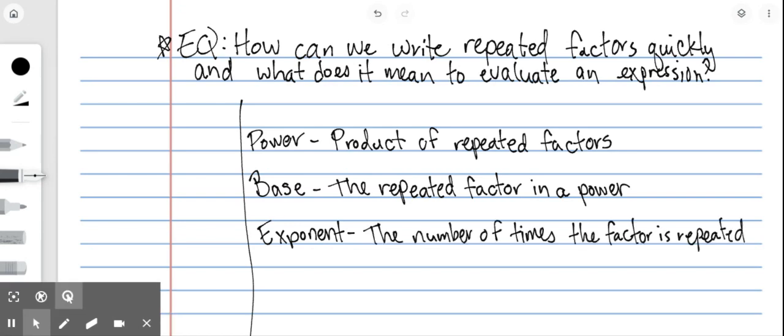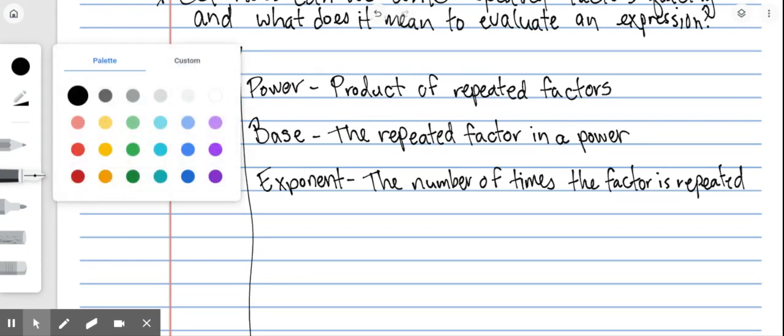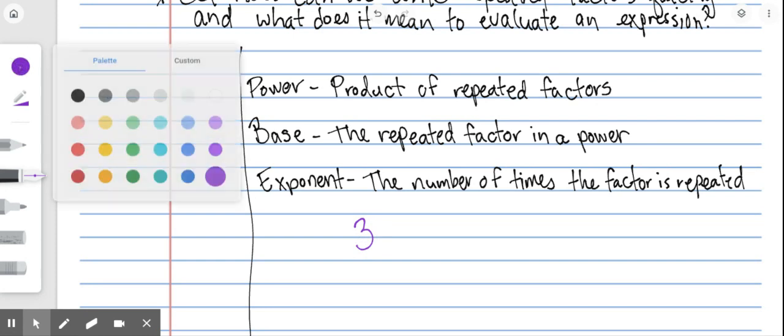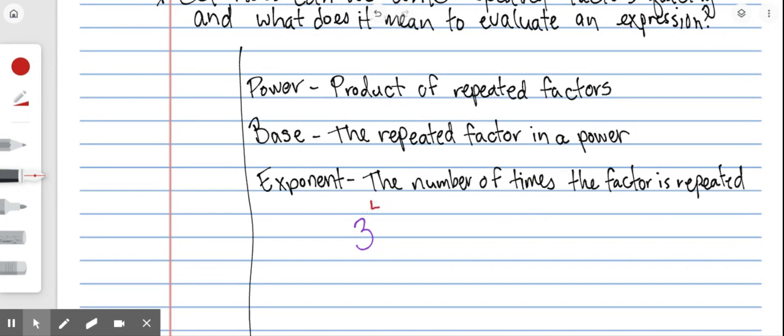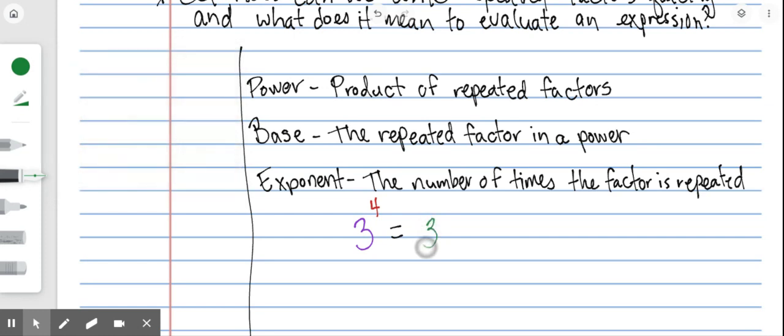So, now that I've defined all three of these vocab terms, we can do something a little bit nicer and show ourselves an example. So I'm going to do this in three different colors. You can do it in three different colors too if you have them. I think it'll be nice for you. Okay, so I've got 3, I've got 4, I've got an equal sign, and then I'm going to write 3 times 3 times 3 times 3.